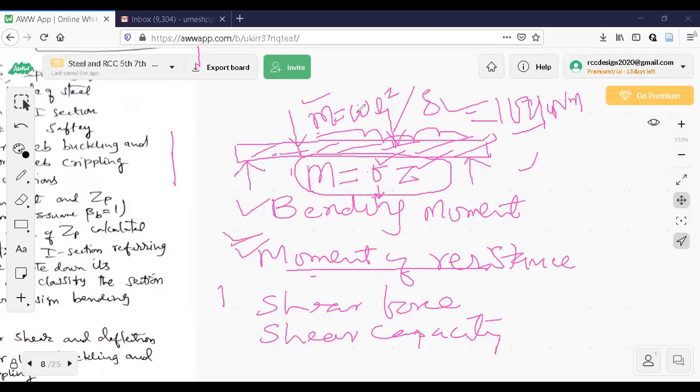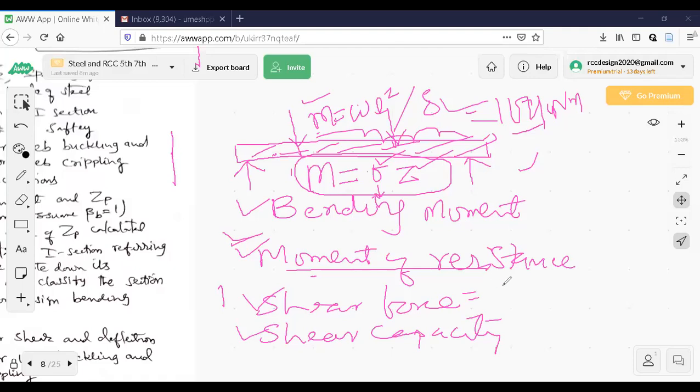Okay. Now this is the main basic concept of design. Next, it should be safe in shear force also. Once I know that the moment of resistance is more than the bending moment, I can say that it is safe in bending. Is it safe in shear force? How to decide that? Now I'll calculate the shear force, which is WL by 2. Shear force is equal to WL by 2, which acts at the supports in case of UDL.